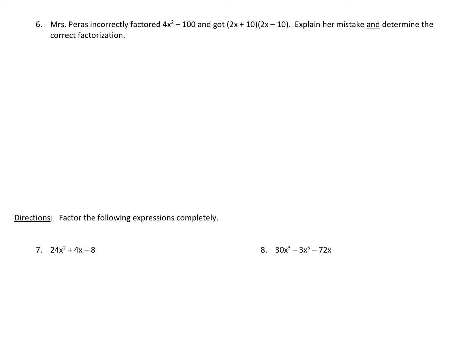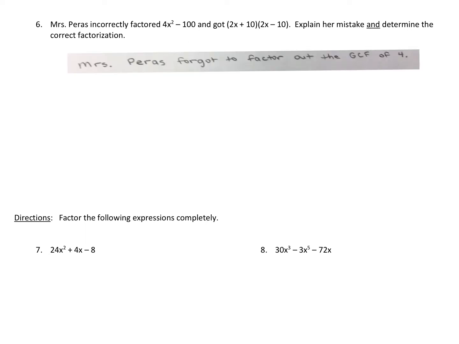Okay, now, it looks like what Miss Paris did was she said, oh, look, this is a difference of perfect squares. And since the square root of the first term is 2x, she put it in the first spot in each parenthesis. And since the square root of the second term is 10, she put it in the second spot in each parenthesis. And then she made 1 plus and 1 minus. So what did she do wrong? Yep, she forgot to factor out the greatest common factor. If you look at these 2 terms, shouldn't she have pulled out a 4 to start?